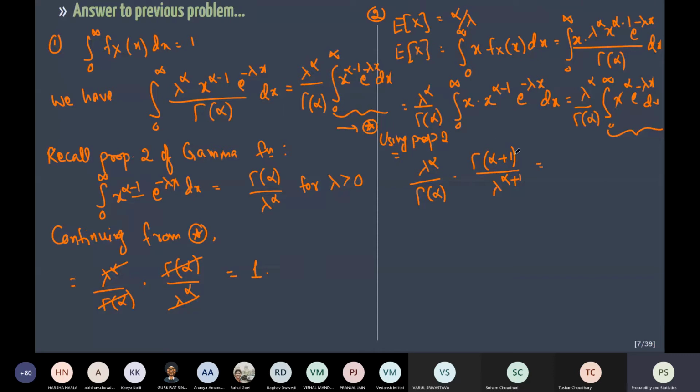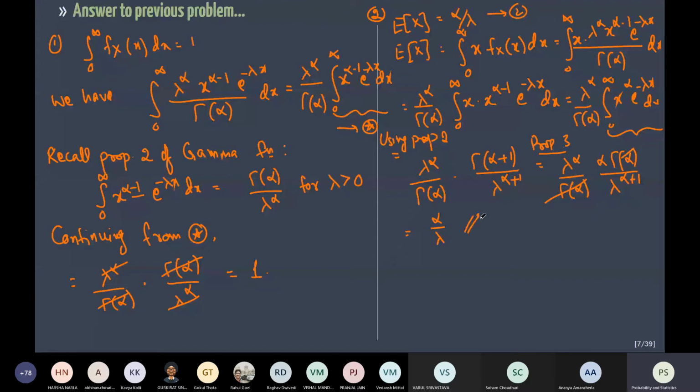Now using property 3, we know that gamma alpha plus 1 is alpha gamma alpha. So this is lambda alpha by gamma alpha, times alpha gamma alpha divided by lambda alpha plus 1. Lambda will be there in the denominator, and gamma alpha gets cancelled, so this is alpha by lambda. This is the required result that we needed, so this is property 2.